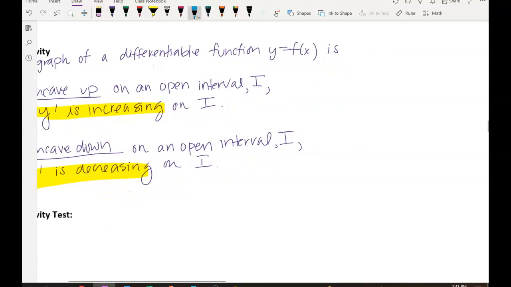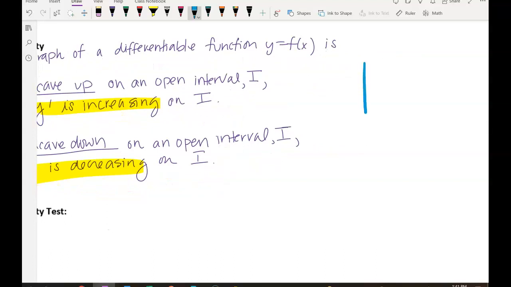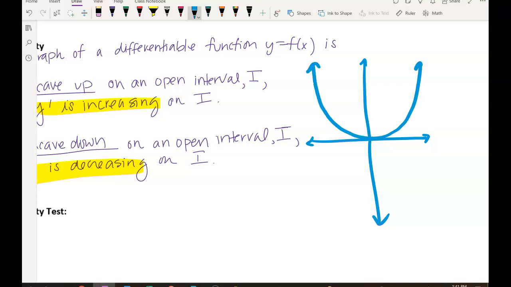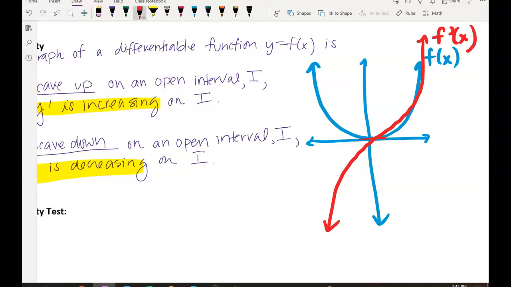So let's give you a basic example here. Let's give you a parabola. So here's our f function. Are you ready? So here's your f of x, okay? Then the first derivative, as you know already, is, by sketching, going to look like this. Okay, don't hold me accountable for my sketch here. So here's our first derivative.